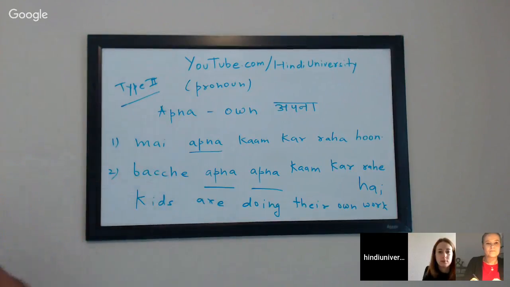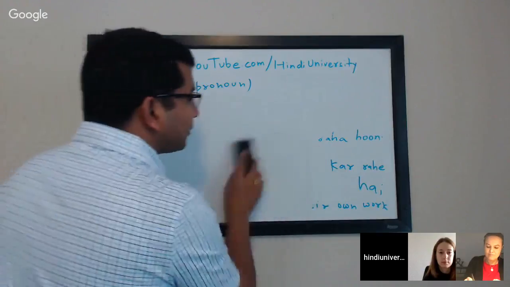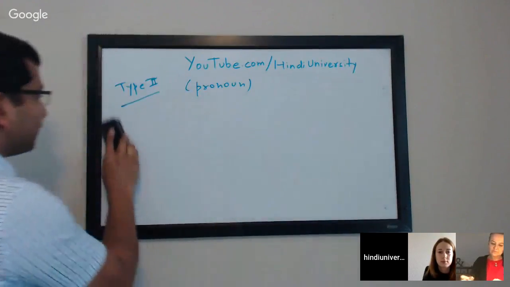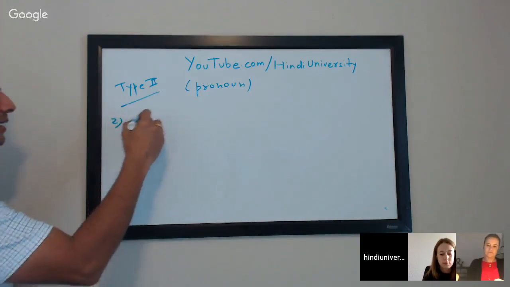Okay, let's look at more examples so that it will be clear to you. As I'm writing each of them, feel free to write your own examples, and I'm going to read them towards the end of the class. So let's say con.